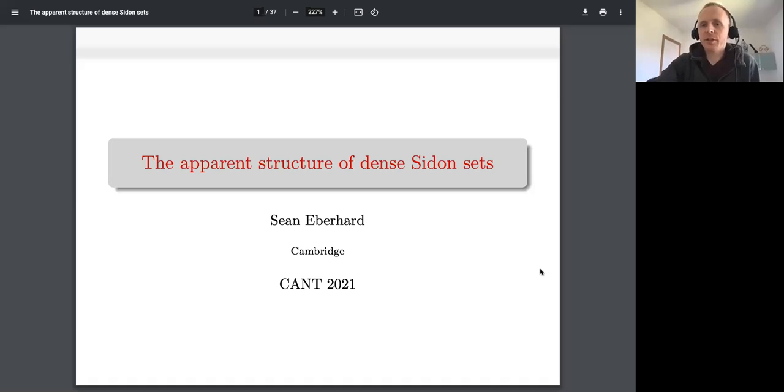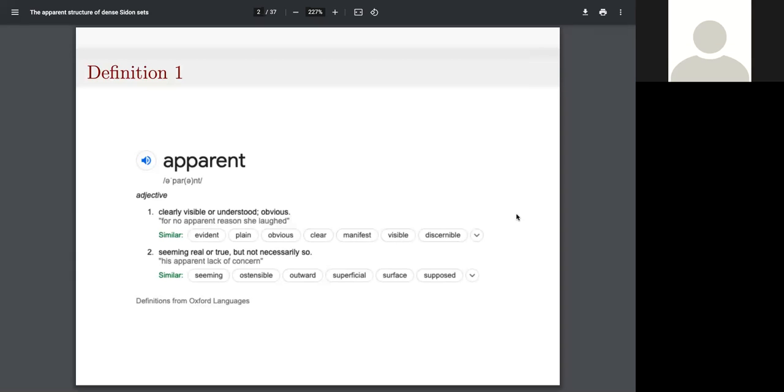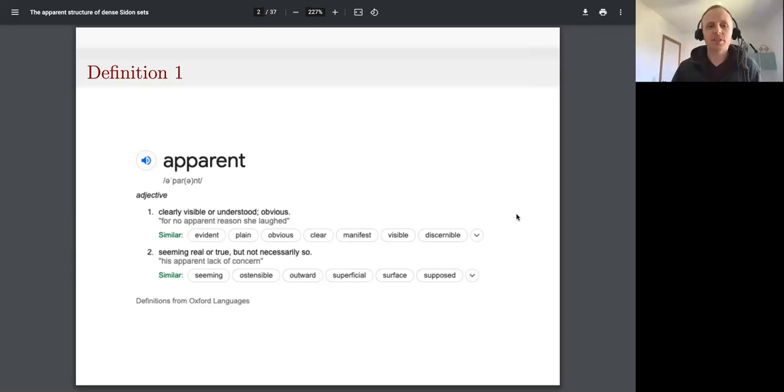Let me start with a definition, which I expect will be familiar to almost everyone. It's the definition of the word apparent. English is a strange language in which some words have multiple meanings, and it's even stranger in that sometimes the meanings are almost exact opposites of each other. Apparent is one of these words. The first sense of the word apparent is basically obvious. If something is apparent, then it's just totally clear. You hardly need to give a talk about it to explain it to anybody.